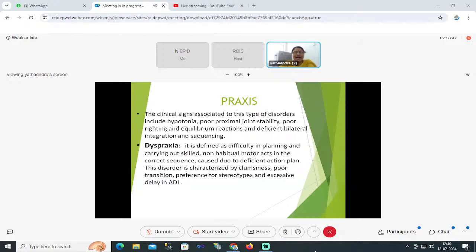Then the child will have a poor transitioning problem. Transitioning means going from one activity to another activity; the child will not accept that sudden change, and then he will prefer stereotyped behavior or stereotyped actions. Because of this, the child or the person will have excessive delay in activities of daily living.